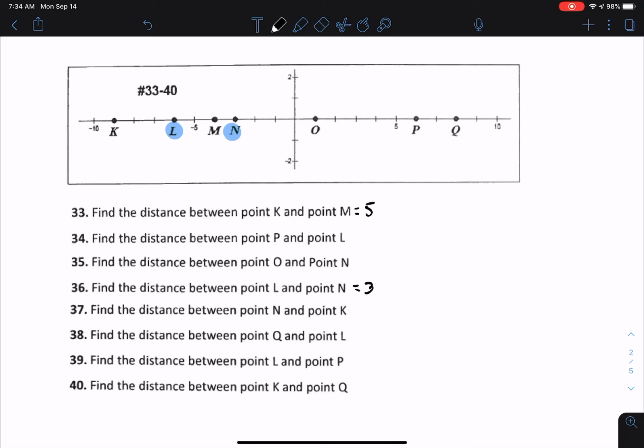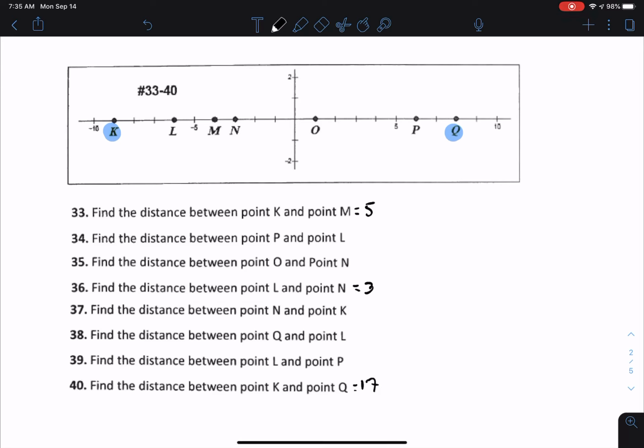All right, let's look at number 40. Find the distance between K and Q. So I'm looking at K, I'm looking at Q. Find that distance there. We got 1 hop, 2, 3, 4, 5, 6, 7, 8, 9, 10, 11, 12, 13, 14, 15, 16, 17 hops. 17 hops.